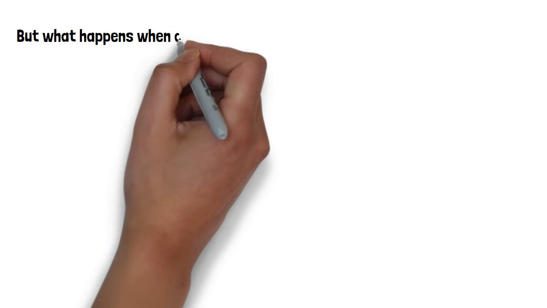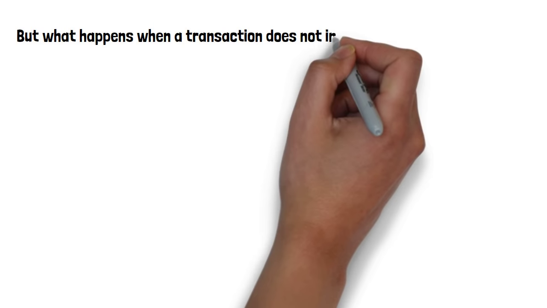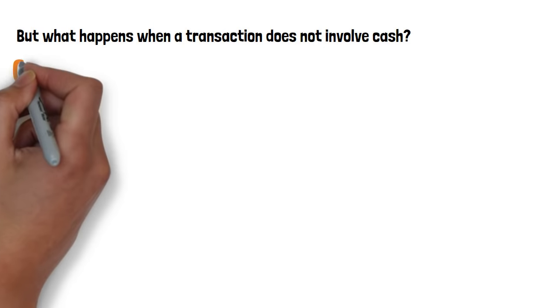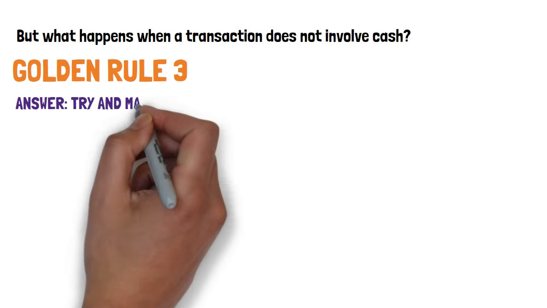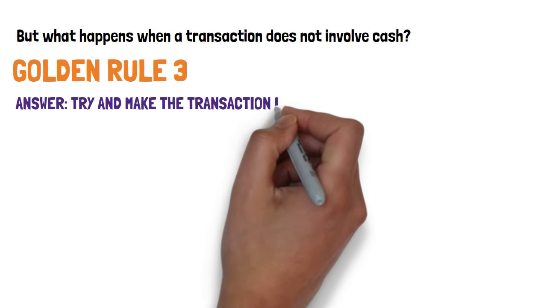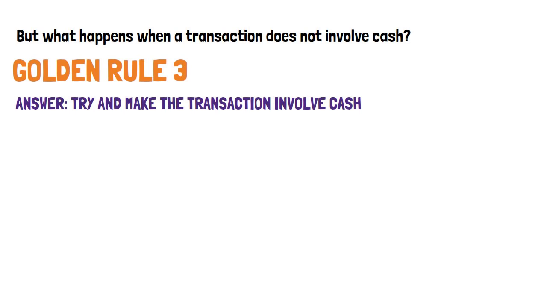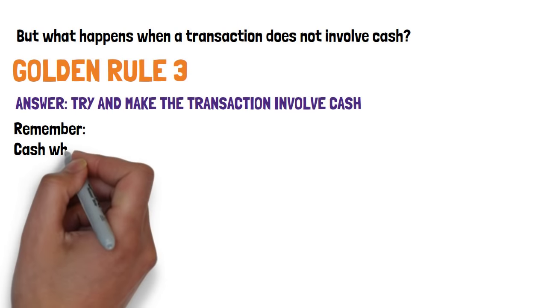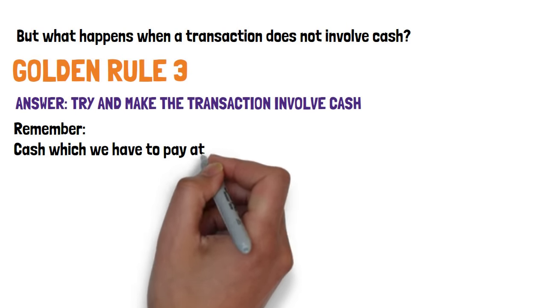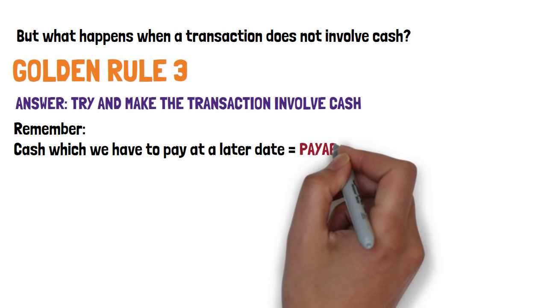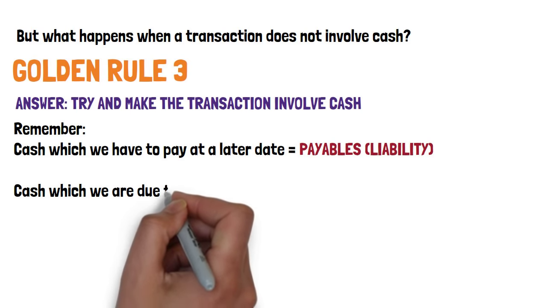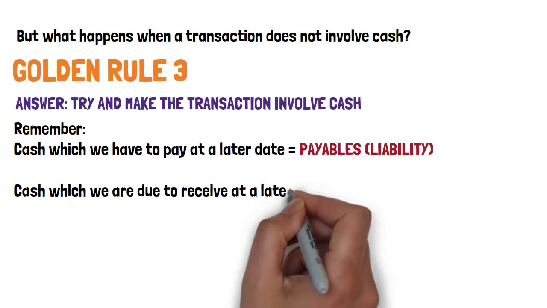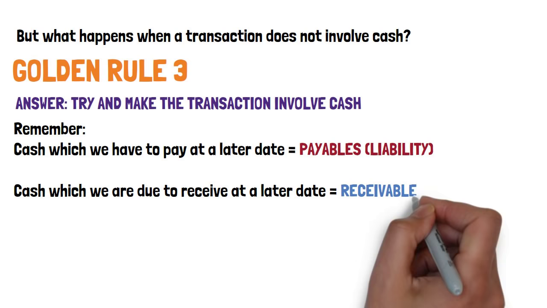So let's move on now. What happens if a transaction does not involve cash? This is where we have to apply golden rule number 3. And golden rule number 3 is, when cash is not involved in a transaction, try and make the transaction involve cash. So I repeat, try and make the transaction involve cash. Remember, when cash we have to pay out at a later date occurs, it's called a payable, a liability, and when we're due to receive cash at a later date, it's called a receivable, an asset. Okay, so let's put all of this into practice.